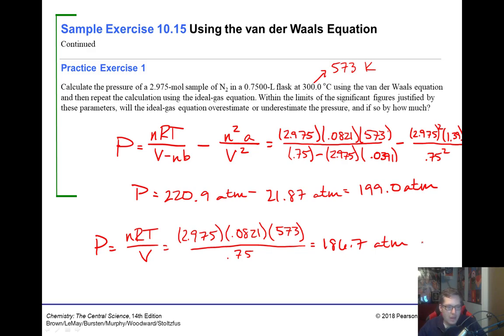In this case, before it was the opposite way, right? It overestimated. In this case, it underestimated. So it all just depends on where you are on your curve, what gas you're looking at, and its factors as far as its intermolecular forces, how much it affects one another, how much volume it takes up, etc.